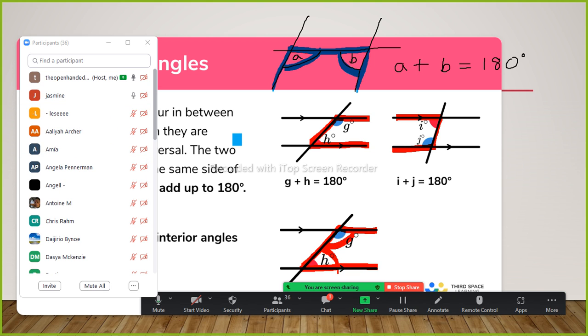Yes, co-interior angles as well. Take a picture of it for me, please, because I'm going over to the next slide right now to do the questions.